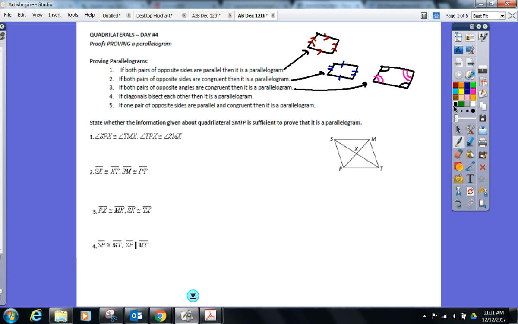Diagonals bisect each other. And I think you might want to just check if they intersect. Okay, that's always a good one. Right, Will? Got to have it, right? Can't bisect unless they intersect. All right.